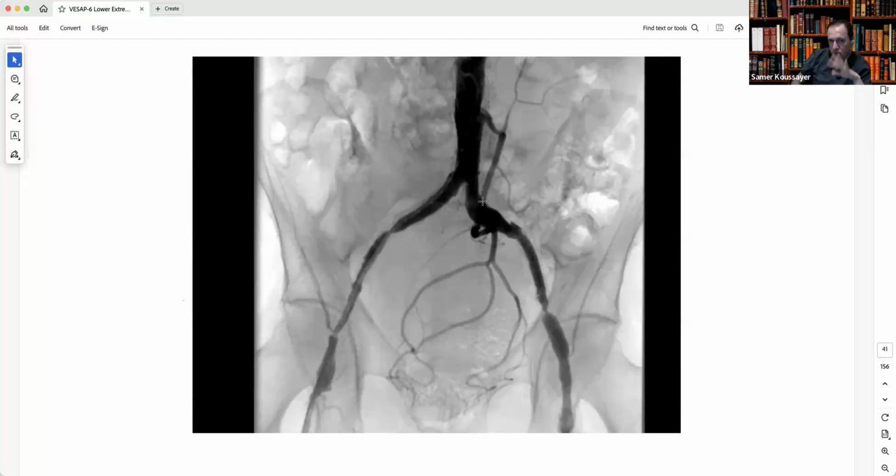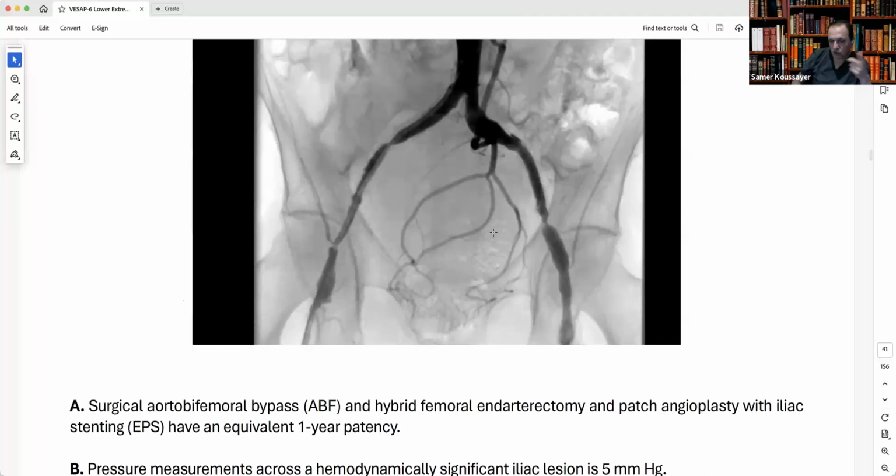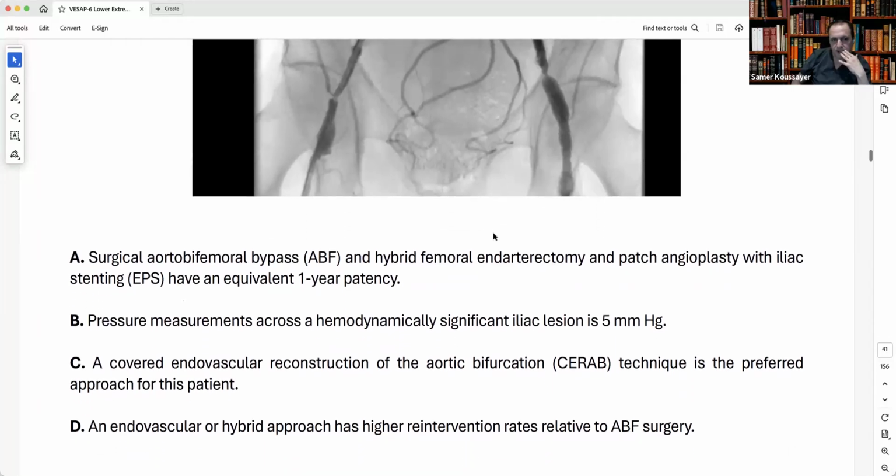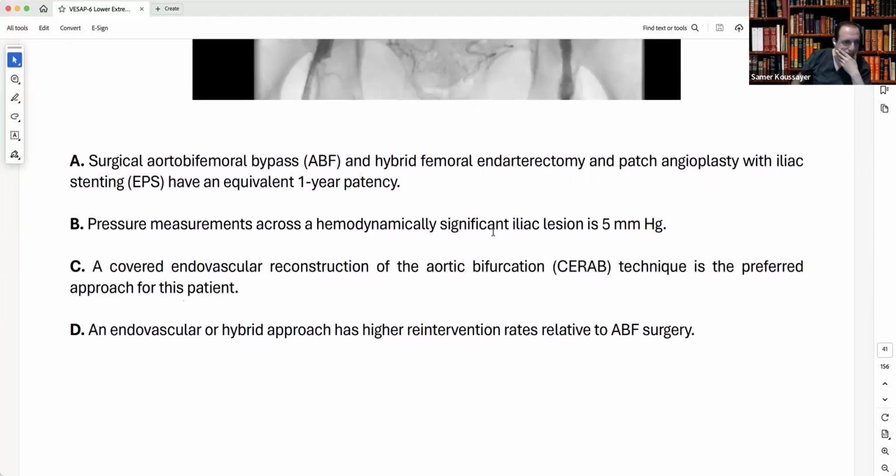So what I usually do is a CERAB, but I use an uncovered stent here. I put an uncovered stent here, and then I put two covered or uncovered stents here. So you can do it with uncovered stents, but we don't call it CERAB at that time because the name will not fit. But it is a CERAB technique. So this is not good in this patient. Let's say the last one.